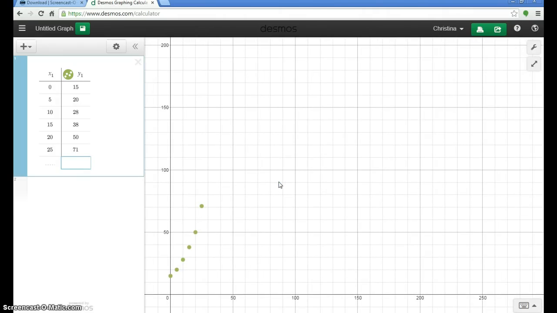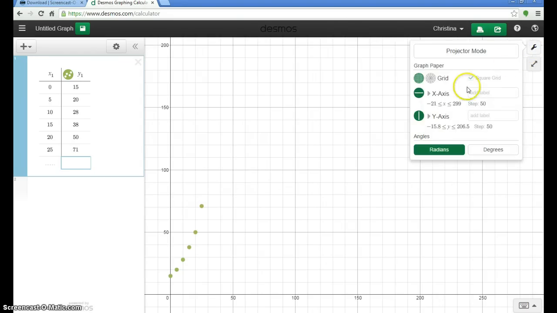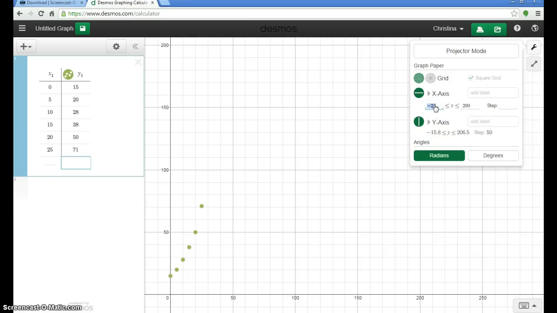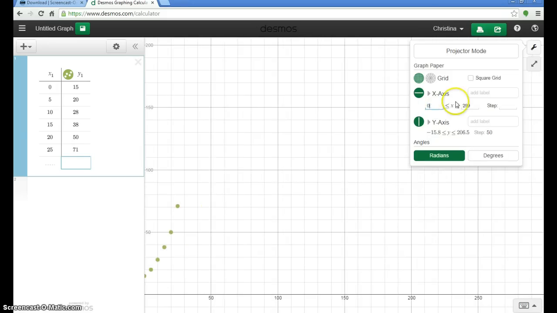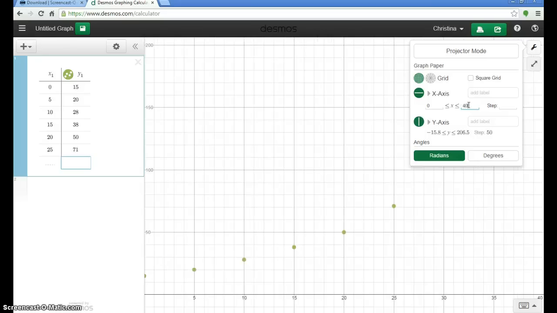Or if you want to actually change the graph, you can go to this tool here, Graph Settings. And here we have our x-axis. We can just say the x-axis is going to go from 0 to my highest x value, which is 25. So I'm just going to say, let's just say 40.